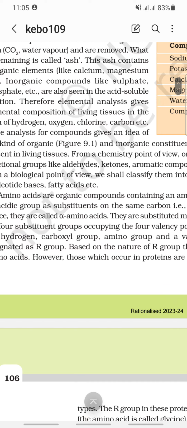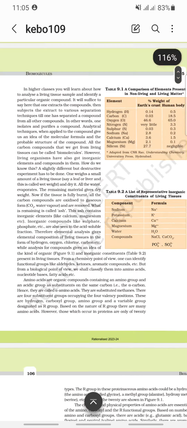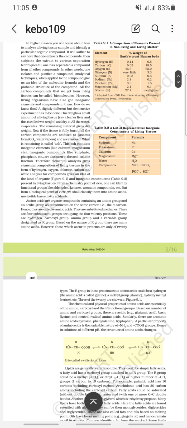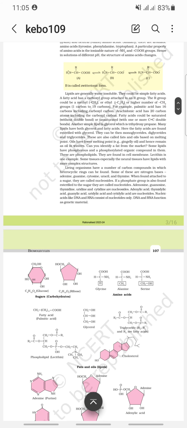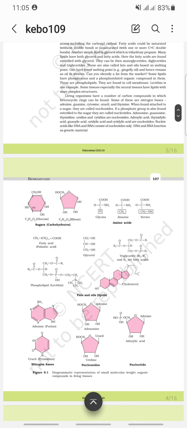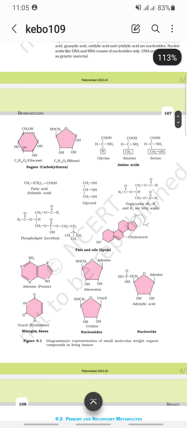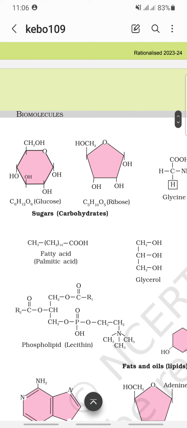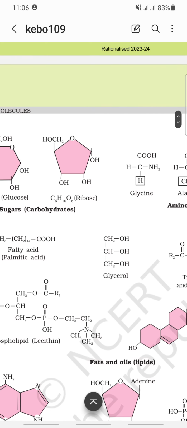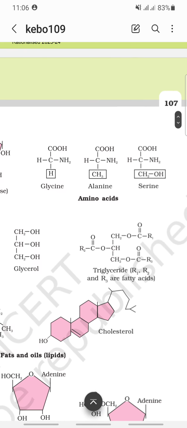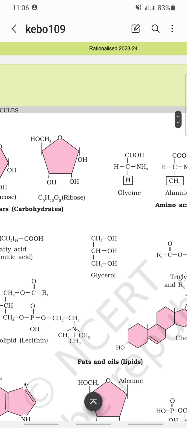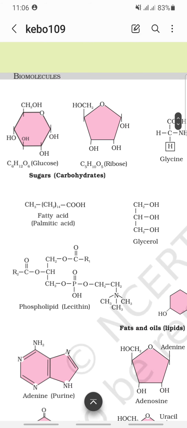Figure 9.1. Diagrammatic representation of small molecular weight organic compounds in living tissue. Sugars, carbohydrates: glucose, ribose. Amino acids: glycine, alanine, serine.